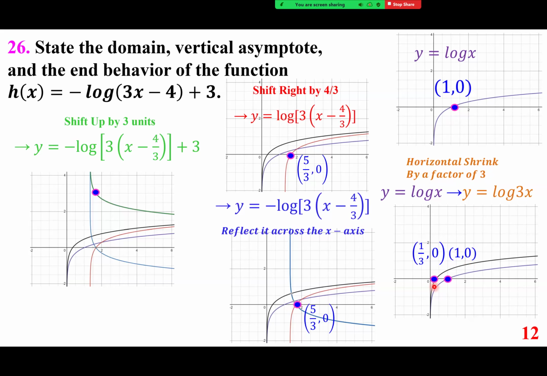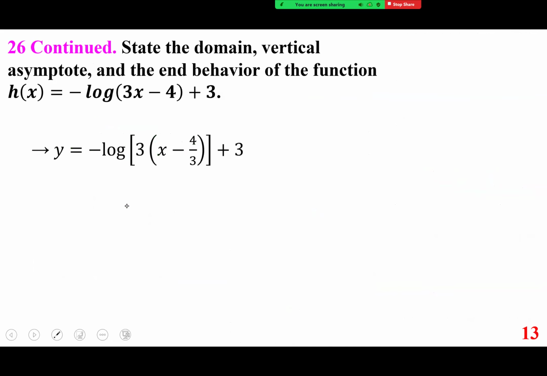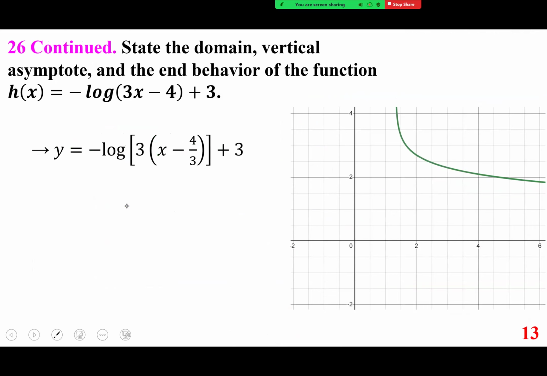Now, to really better understand this, I want to look at the graph by itself. I want to look at the final result, the green graph by itself. So this is (5/3, 3), and it looks like that. So here's (5/3, 3). And the vertical asymptote, you can even set this equal to 0, this one equal to 0, x equals 4/3.